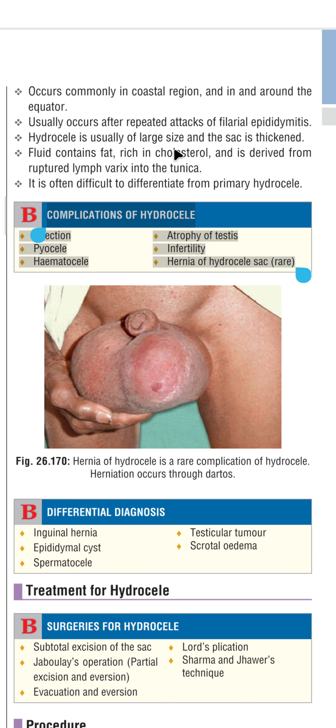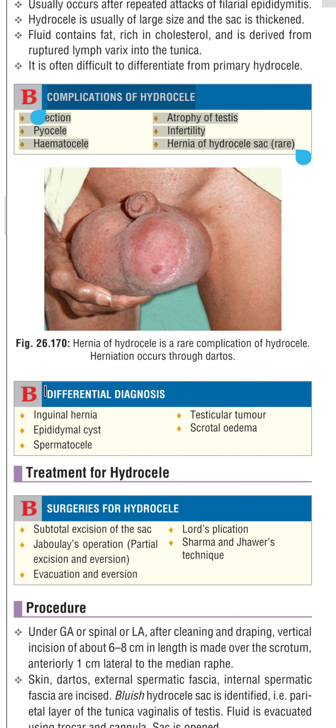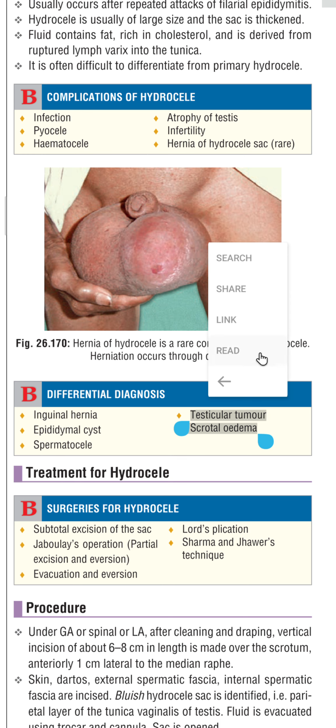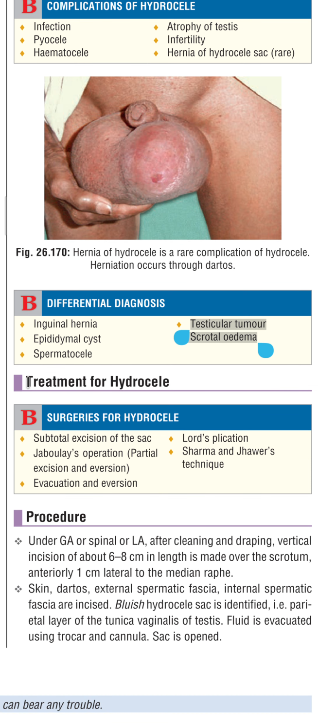Complications of hydrocele: infection, pyocele, hematocele, atrophy of testis, infertility, hernia of hydrocele sac, rare. Differential diagnosis: inguinal hernia, epididymal cyst, spermatocele, testicular tumor, scrotal edema.